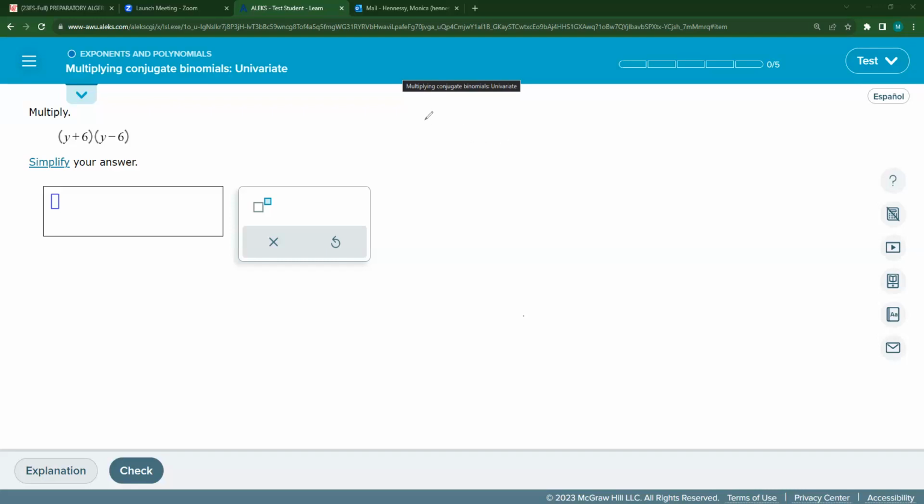So if I have y plus 6 times y minus 6, sorry. I can use the arrows, so I can do y times y, which is y squared, y times -6, which is -6y, 6 times y, which is plus 6y, and 6 times -6, which is -36. These two terms cancel, so you're just left with y squared minus 36.